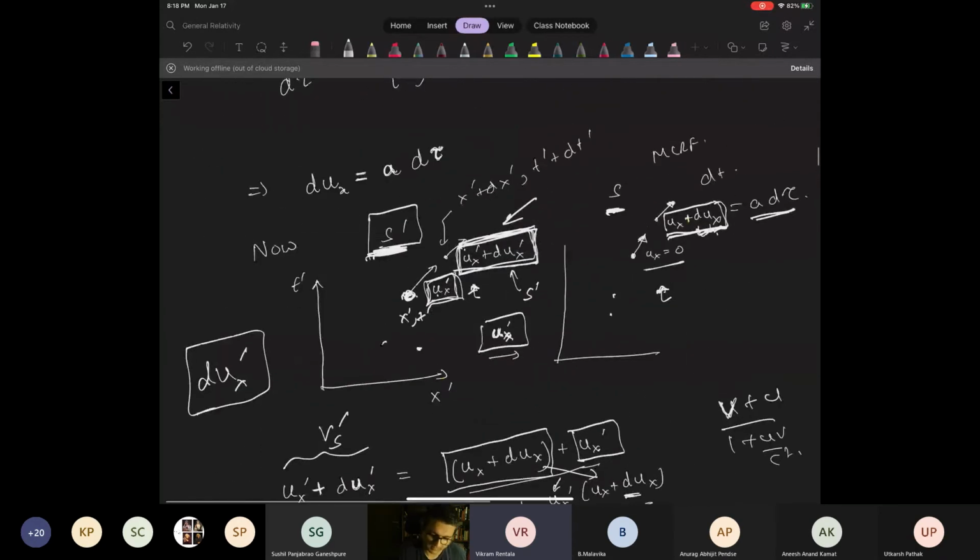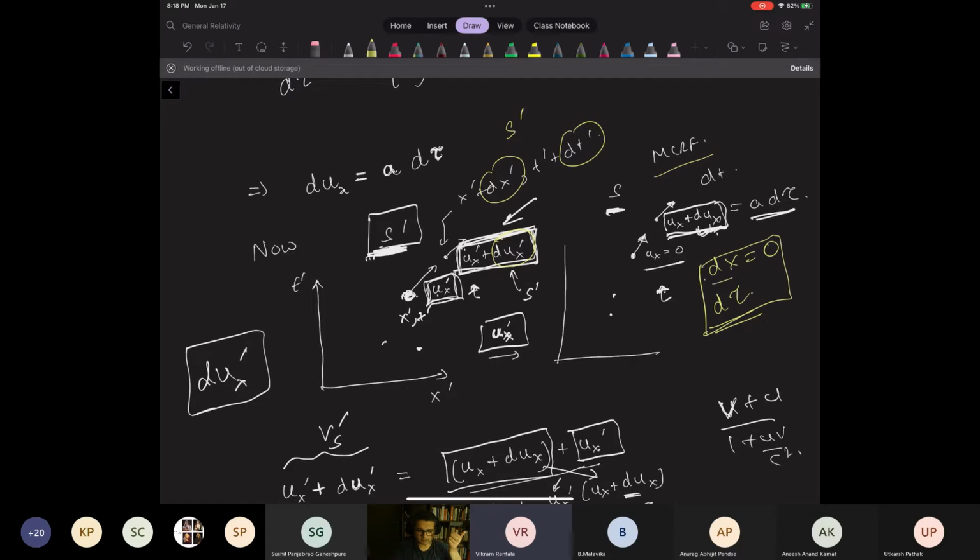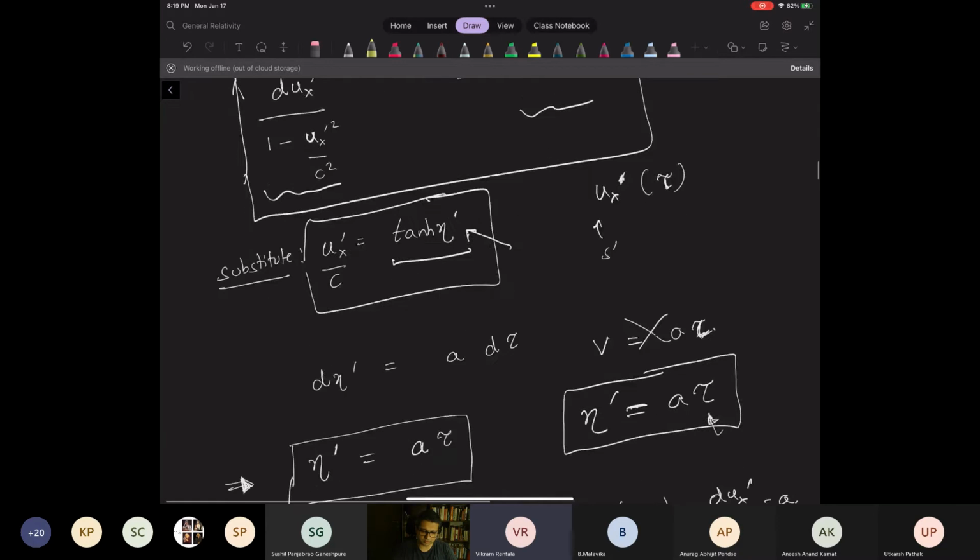So instead of working out du_x prime, we're going to work out dx prime and dt prime. That is, the change in the coordinate itself, as seen in the reference frame S prime, compared with the fact that we know how much the coordinate has changed in the MCRF. In the MCRF we know dx is 0, and the time that has elapsed is just dτ. So if we know how much time and spatial interval there is between these two points, we can figure out how much time and spatial interval there is between these two points in S prime. It's just a standard Lorentz transformation. So let's work it out.